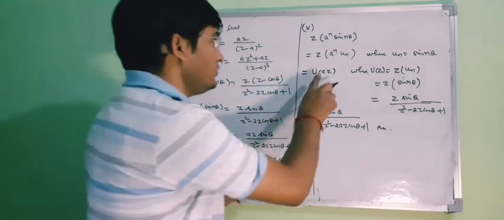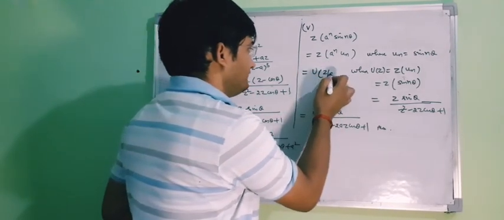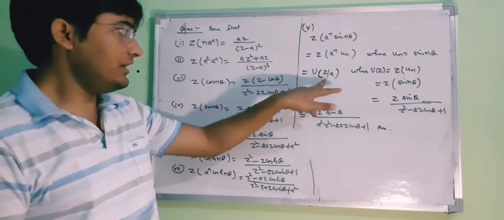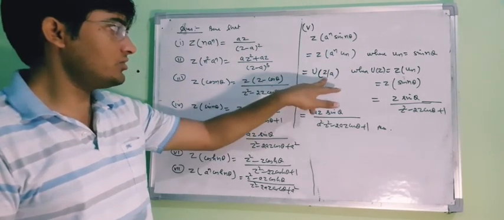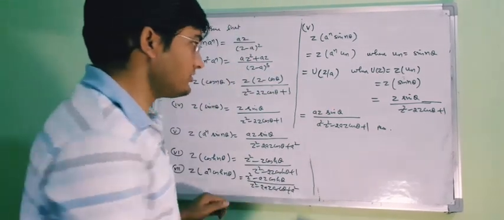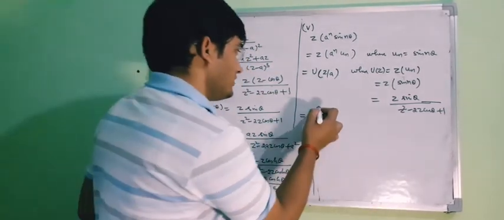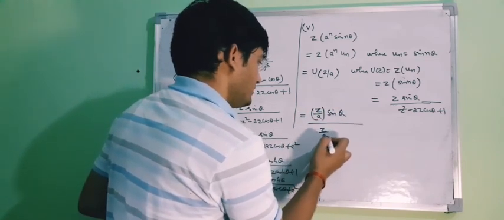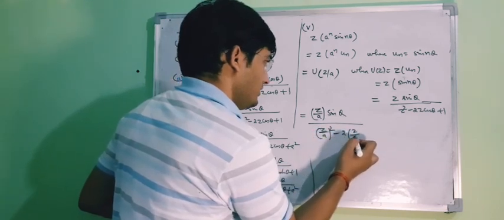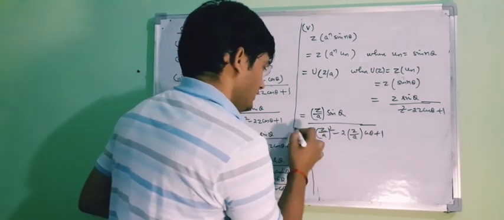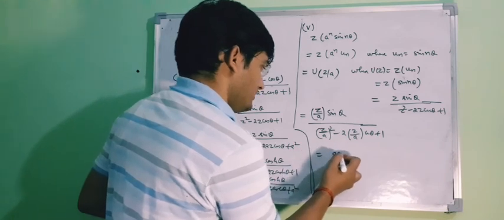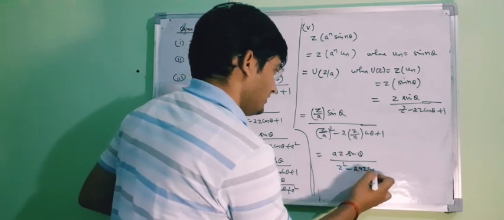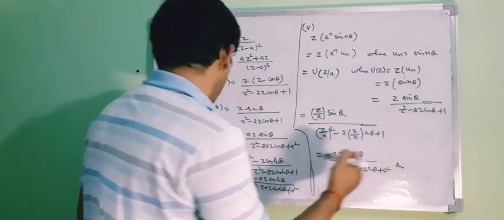This was your u z upon a. When there is a minus sign, then we get the u az, and as we have plus sign here, this was your u z upon a. So we will have to replace our z by z upon a. So this is z upon a sin theta upon z upon a whole square minus 2 z upon a cos theta plus 1. So your answer is az sin theta upon z square minus 2az cos theta plus a square. So this is the answer of the fifth part.